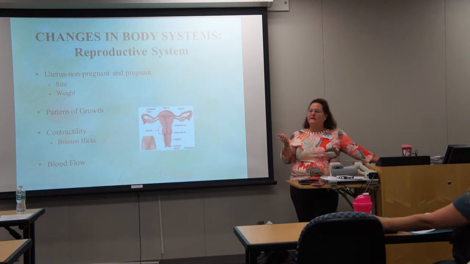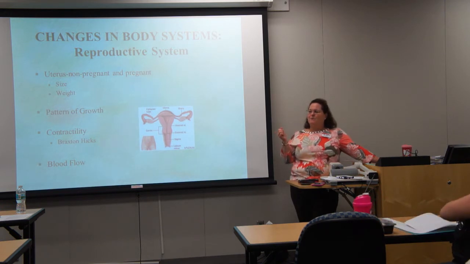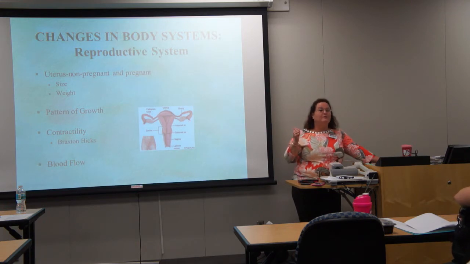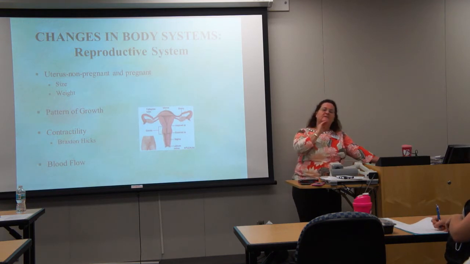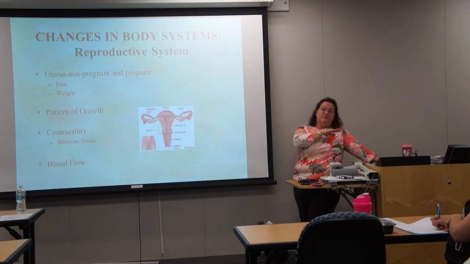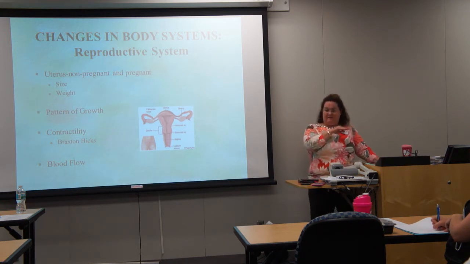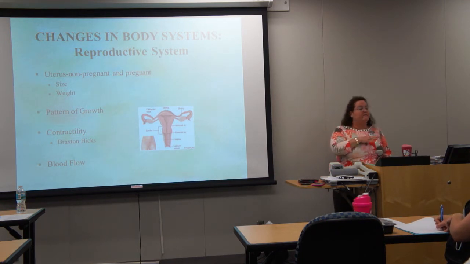Does anybody know the weeks? What's the first trimester? From 0 to 12 weeks. That's right. From 0 to 12 weeks is your first trimester. The second trimester then is 13 weeks to the end of the 27th week. And the third trimester is 28 to 40.